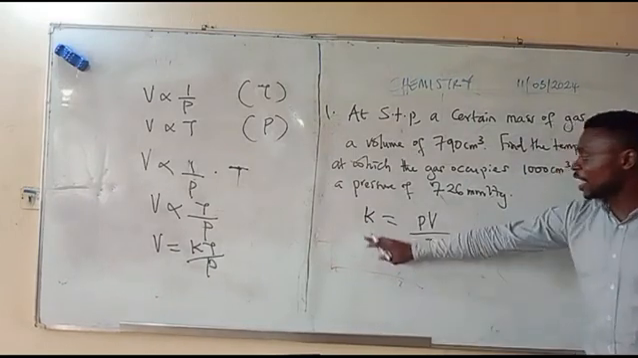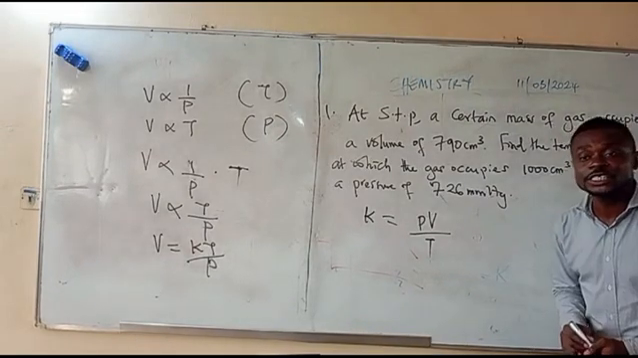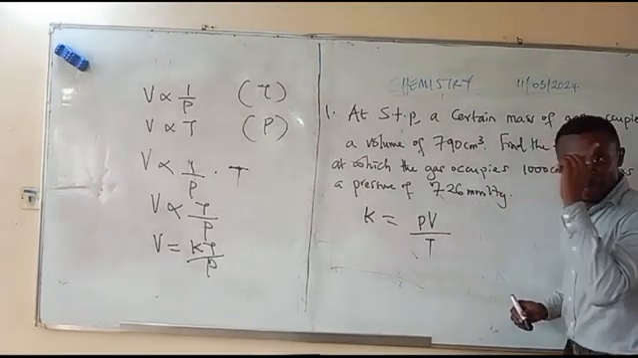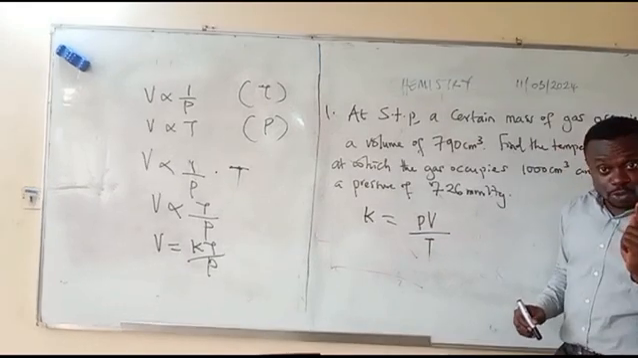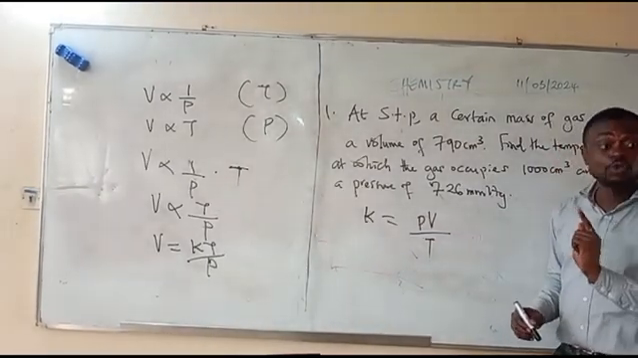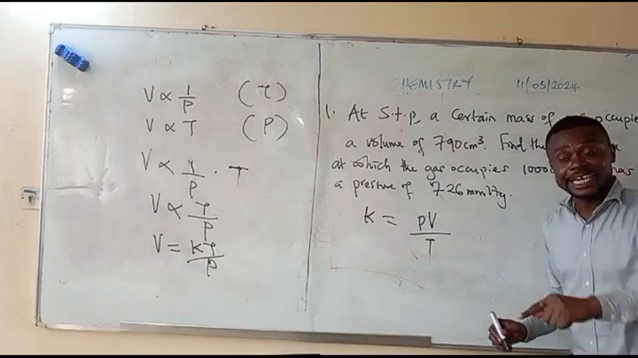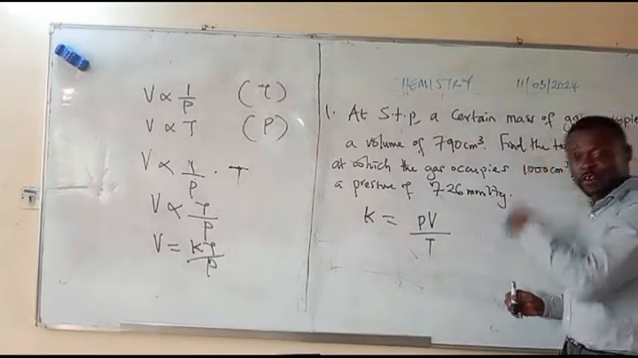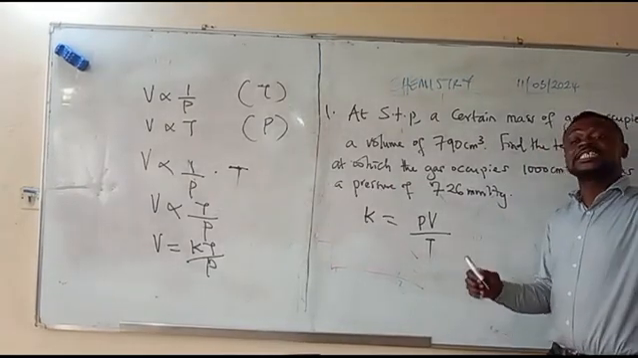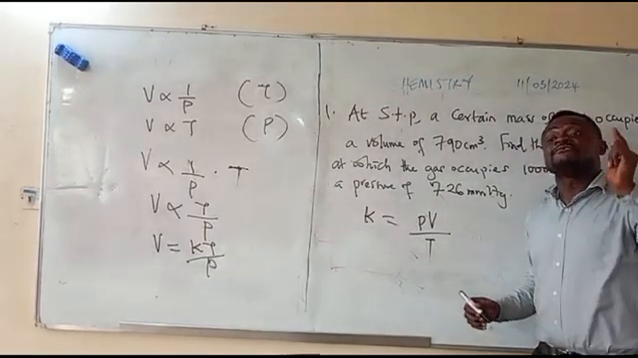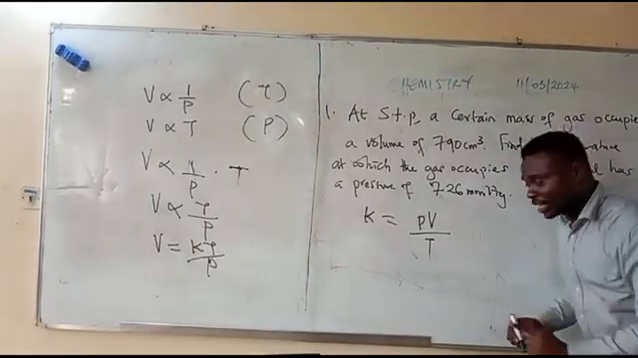So if K is equal to PV over T, by implication, at any point, if you multiply P1 by V1 and divide by T1, it is K. If you multiply P2 by V2 and divide by T2, it gives K. P3 by V3 divided by T3 still gives K. P4 by V4 divided by T4 will still give K. Pn times Vn over Tn will still give K.